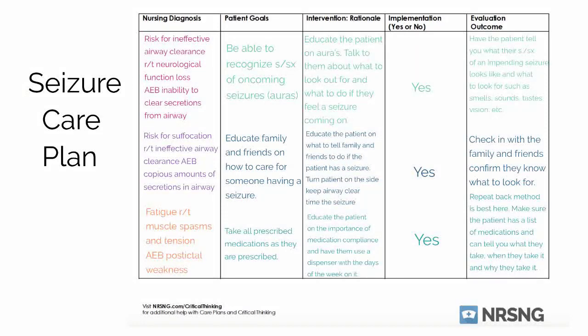So again, seizure care plan, probably the most important thing that we want to look out for is the airway, and then the second most important thing that we want to do for these patients is make sure that they're well educated on how to handle having a seizure, how to prevent having a seizure, and making sure that their family members are involved in all of this.